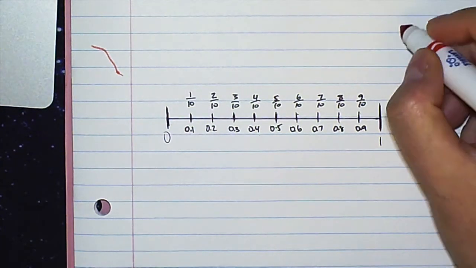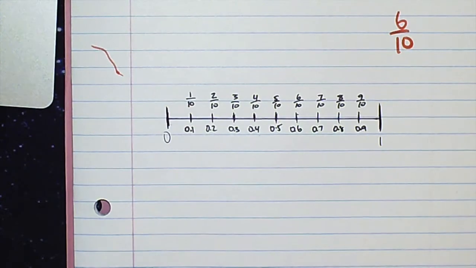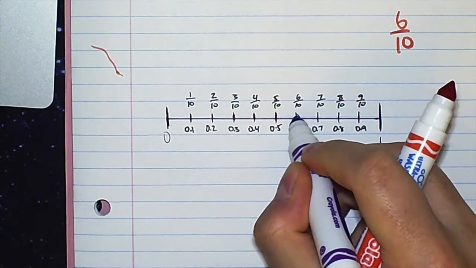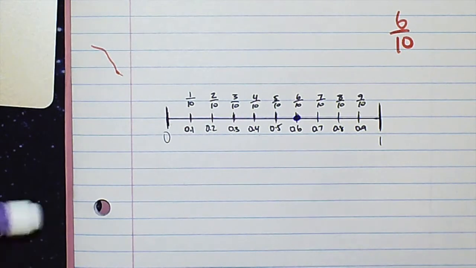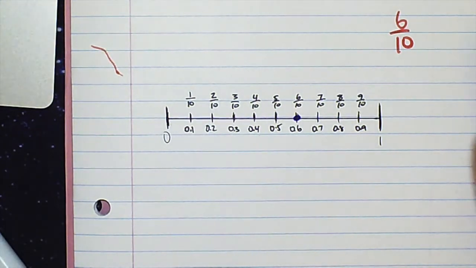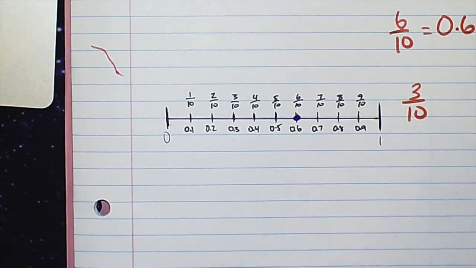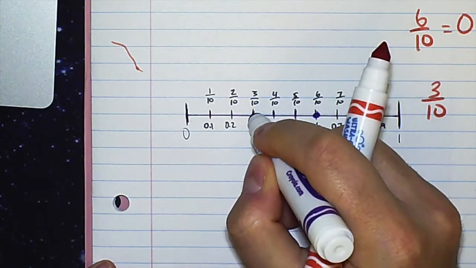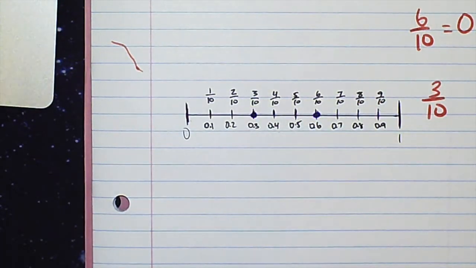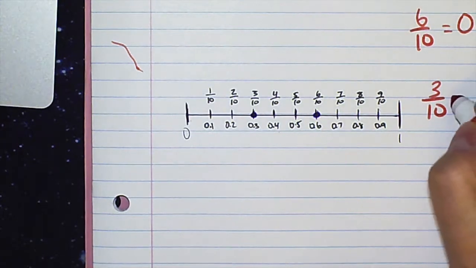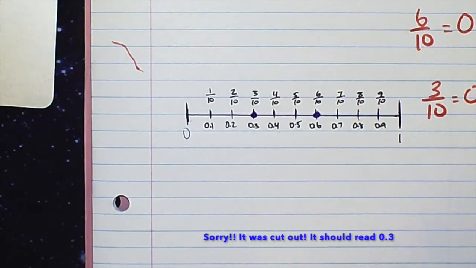So if I want to show where, say, 6/10 is, I know 6/10 is going to be found right over here. And according to this chart, we see that 6/10 equals 0.6. Let's do one more easy one. Let's look at 3/10. If I want to label 3/10, I know it's over here, and I can see that 3/10 is equivalent to 0.3.